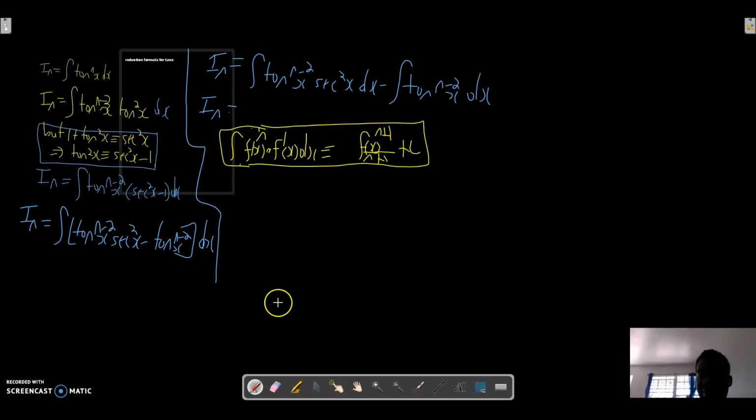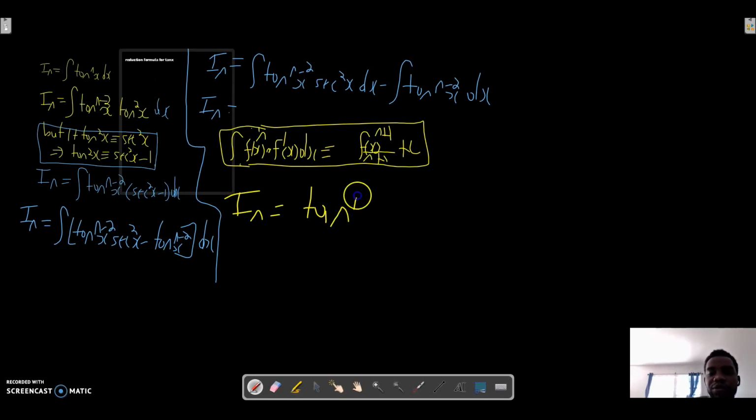Yes, it does apply. The differential of tan x is sec squared x. The power is n minus 2. So based on recognition, all I need to do is to add 1 to the power of the function divided by the new power. So I'm going to have In equal tan. Now n minus 2 plus 1 would be n minus 1, so tan to the n minus 1 x over n minus 1, minus.